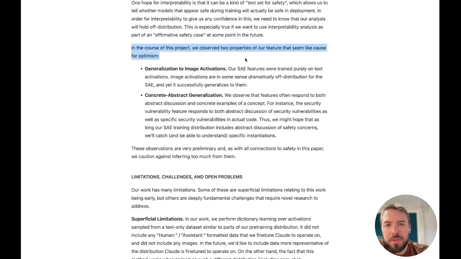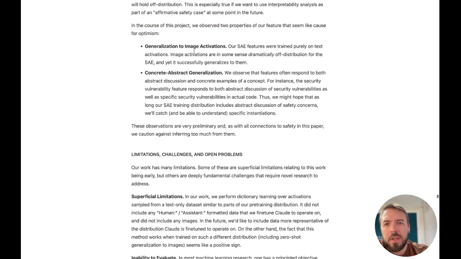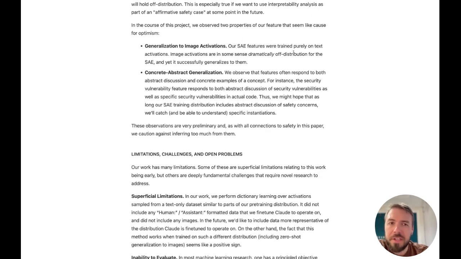In the course of this project, we observed two properties of our features that seem like cause for optimism. Generalization to image activations. Our SAE features were trained purely on text activations. Image activations are in some sense dramatically off distribution for the SAE, and yet it successfully generalized to them. So I wonder how they do multimodal embeddings.